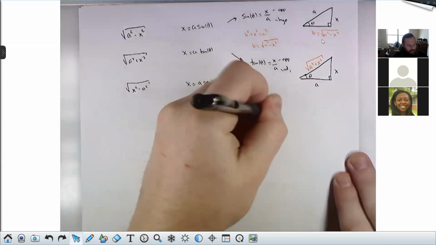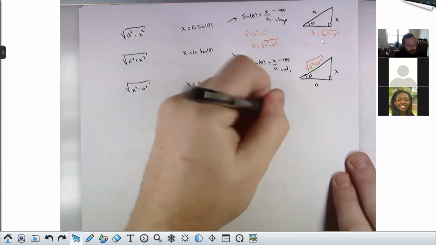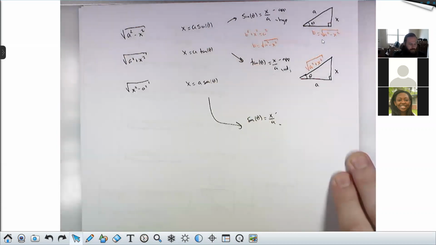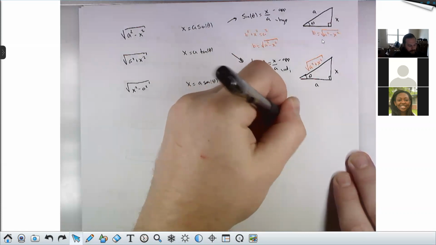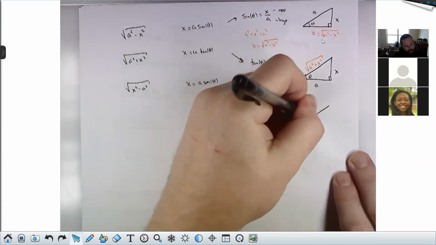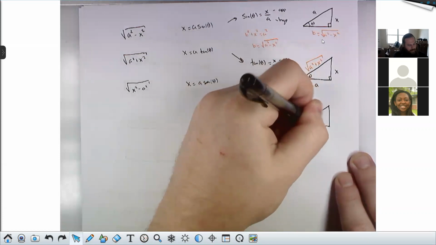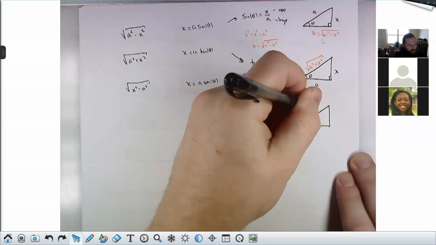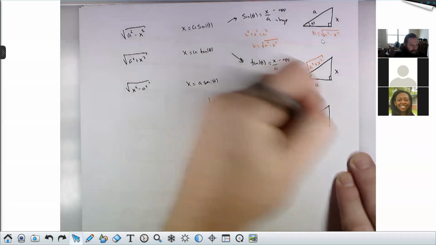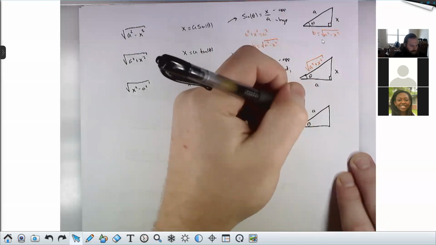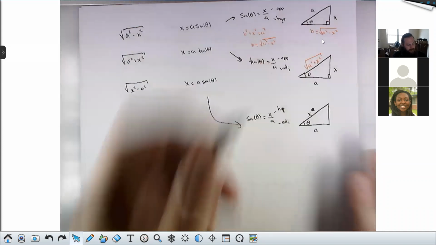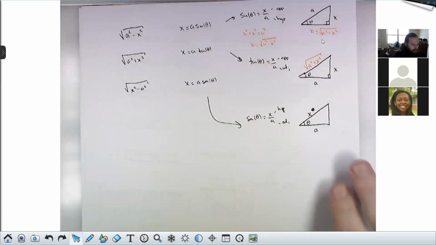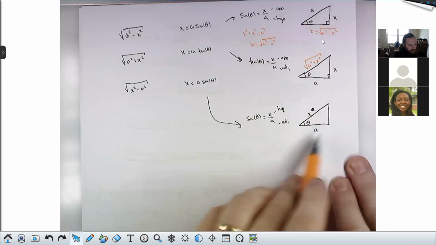Secant theta here will be x over a. And secant is the reciprocal of cosine. Cosine is the adjacent over the hypotenuse. So this will be the hypotenuse over the adjacent. So my hypotenuse is x, and my adjacent is a. And then if we want to, we could label this as b, but we can think about it.